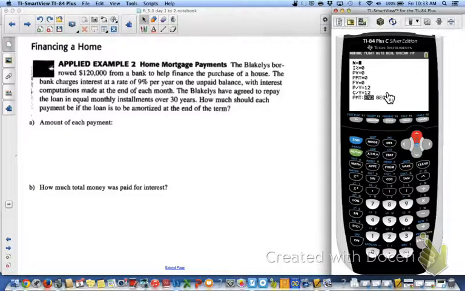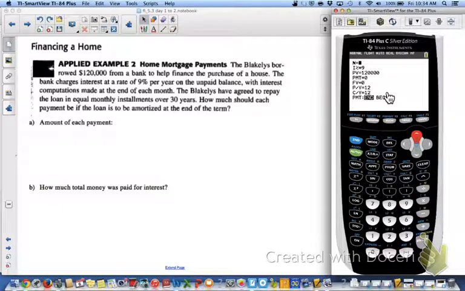Alright, so this is a key example for financing a home. Pause and take a second to read the entire problem. I'm going to jump right in. So they've borrowed $120,000. That's the amount financed. That's the present value. The interest rate is 9%. And it says that they're doing a 30-year mortgage and it's compounded monthly.